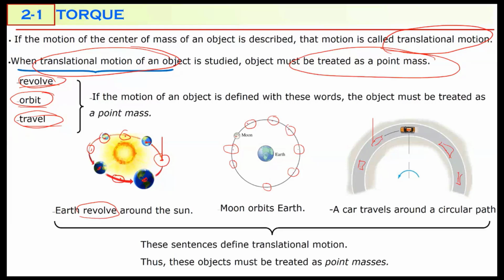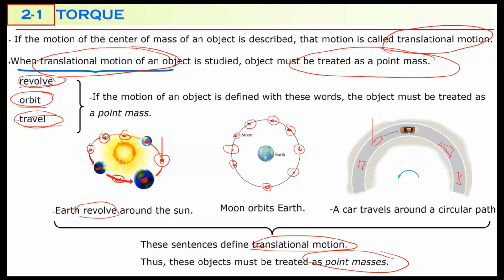That's why we say that a sentence with revolve, a sentence with orbiting, a sentence with travels, they all define the translational motion. That's why all these objects must be treated as point masses, no matter how huge they are. We don't care. And of course, this is what a point mass is, and when we should treat an object as a point mass.